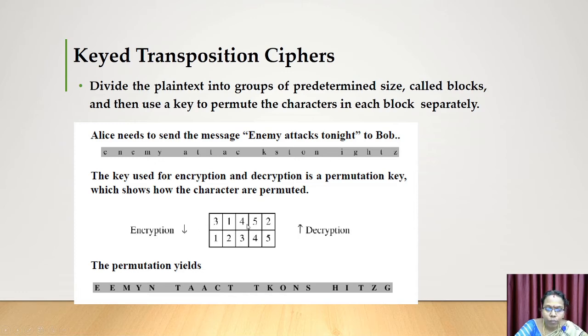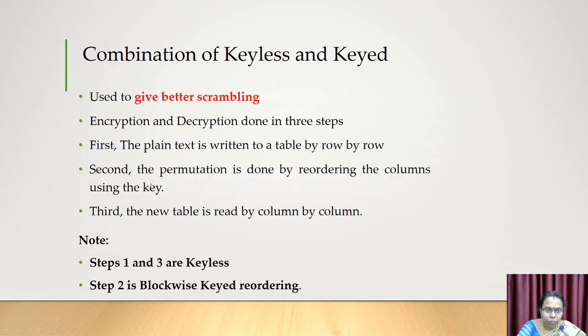So the key is 3, 1, 4, 5, 2. In the plain block, the letter in the third position of the plain text will be moved to the first position in the cipher text. Considering ENEMY, the third letter is E, so that will come to the first position. The first position E is moved to the second position, that is E. The fourth position M is moved to the third position M. In this manner the permutation happens.